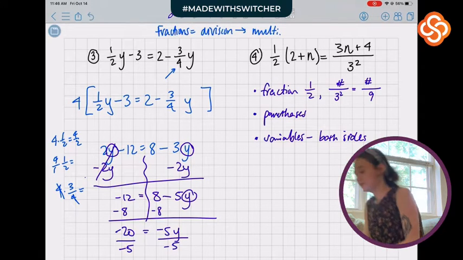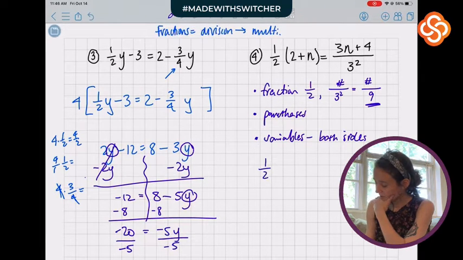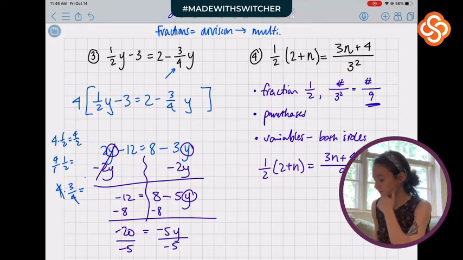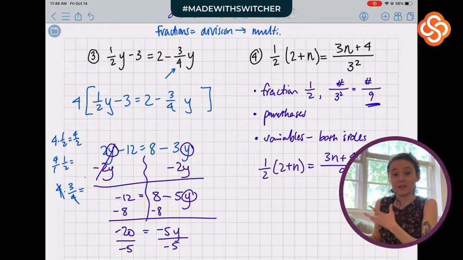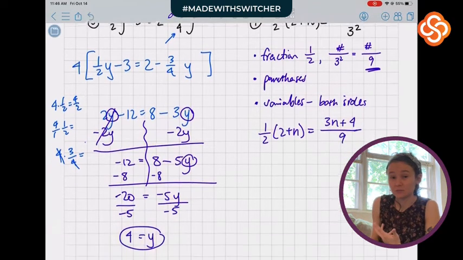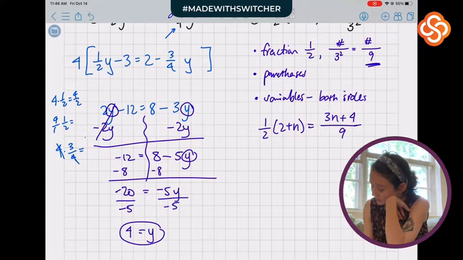So what I'm going to do is the easiest thing first. That 9, I'm going to replace it. I'm going to put 1/2, 2 plus n equals 3n plus 4 over 9. Okay. So I have two fractions. What did we say about multiplying by the thing to remove the fraction? What's going to help more usually? Usually multiplying by the bigger number. So let me go ahead and do that.